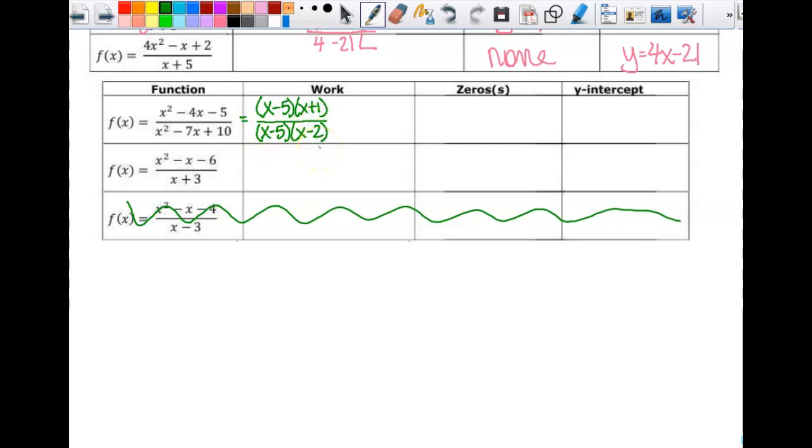So remember, we find our zeros after reducing. I can reduce this. So I have a hole when x equals 5. There's nowhere for me to write that, but I know that that's where my point discontinuity is. My reduced function is this. This is where I get my zeros from, so this is just negative 1. My y-intercept is when x is 0, so this will just give me 0, negative 1/2.